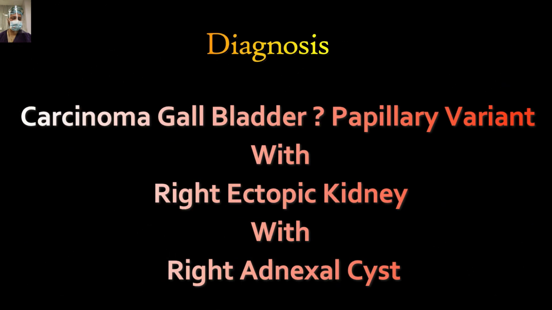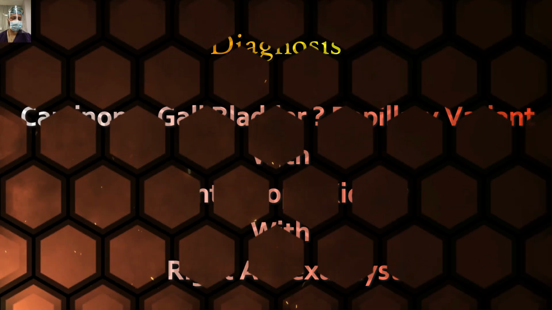So friends, the imaging findings which I shared with you are quite characteristic of the papillary variant. You have to remember these and keep this photographic memory in your mind. So if you see these kinds of imaging in a patient of carcinoma gallbladder, you are likely dealing with a papillary variant of the carcinoma gallbladder. Carcinoma gallbladder is there, but likely we are dealing with a papillary variant with additional finding of right ectopic kidney and a right adnexal cyst.